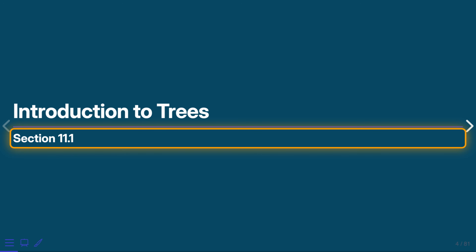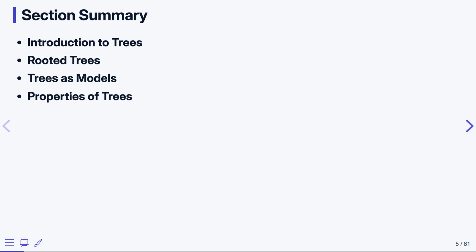Section 11.1. Introduction to trees. We learn what a tree is, how to root one, the words for its parts, and a few counting rules. This is the plan for this section, 4 parts. First, what a tree is. Then rooted trees, where we pick one dot to be the top. Then trees as models, which shows some real uses. And last, properties of trees. Those are counting rules that always hold. Let us look at each one in turn.